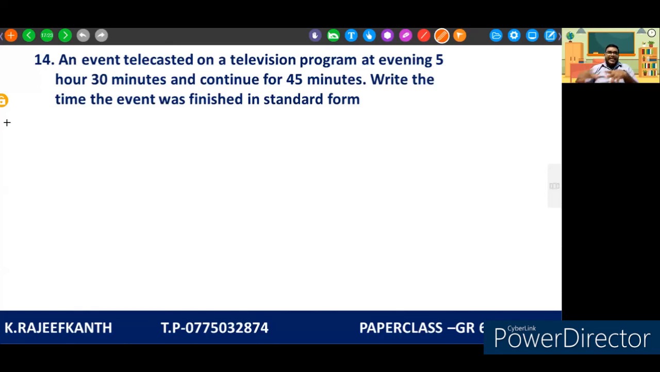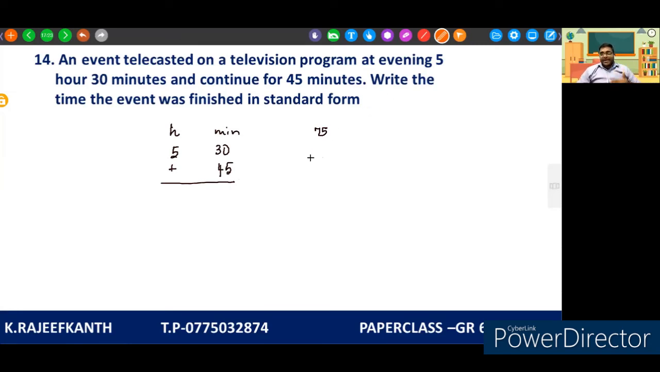That means the duration of the event is 45 minutes. Now we have to write the time the event was finished in standard form. Right, now we have to find the finishing time. Here the event is starting at 5:30, hours, minutes. The duration is 45 minutes. So we have to add 45. Here 30 plus 45, that is 75.